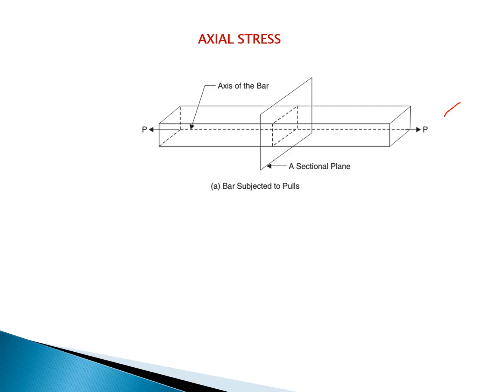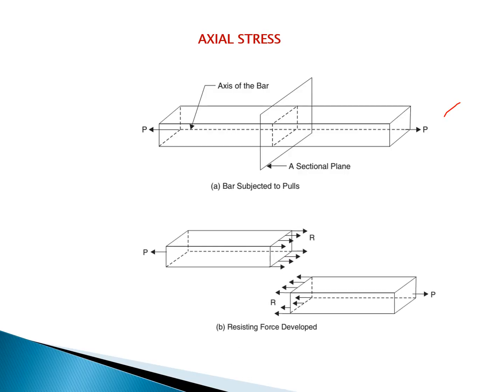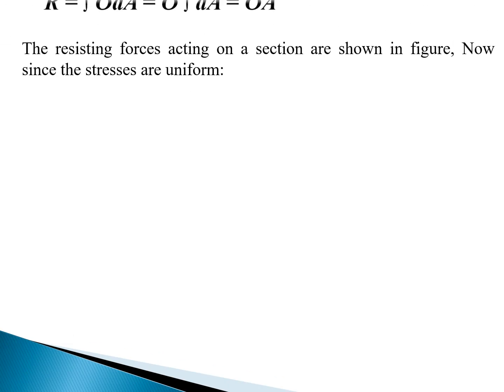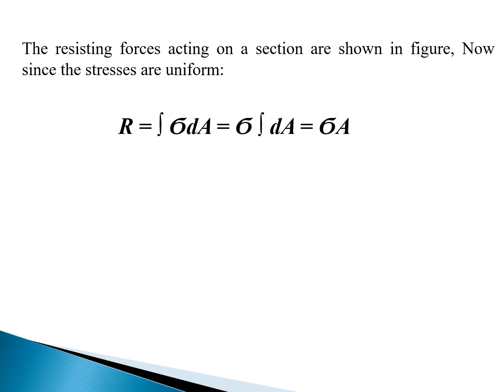Now the axial stress. If you see the diagram, the axial stress is nothing but the stress acting along its axis. Figure A, the bar subjected to pull. Figure B, that is the resisting force developed. So this is especially for the tensile stress. Now the resisting force acting on the section is shown in the figure.